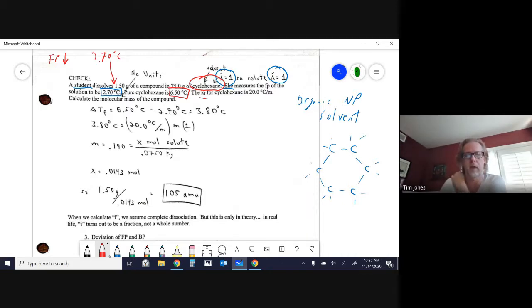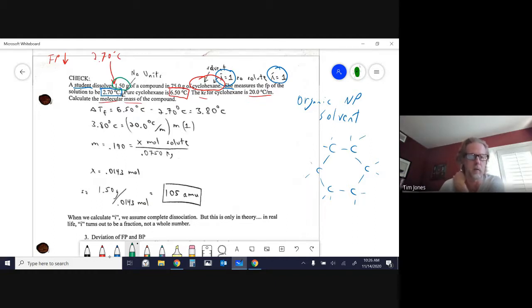I've got the Kf value here. I want the molecular mass of the compound, which is the unknown. We don't know what it is on purpose, because if I told you what the compound is, you would just look it up on the periodic table. And we already know that it was 1.50 grams of this unknown compound.